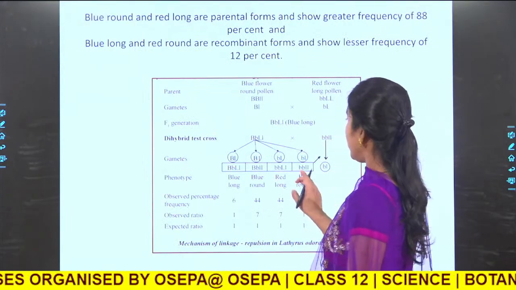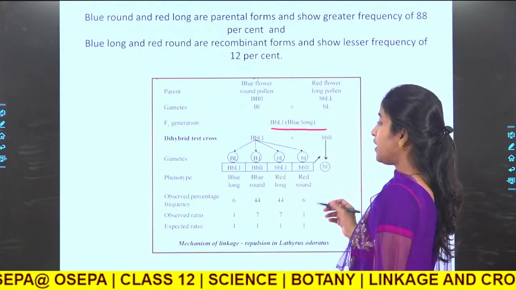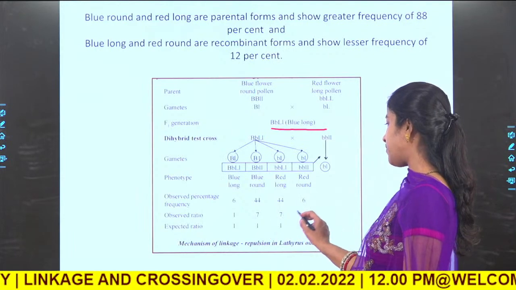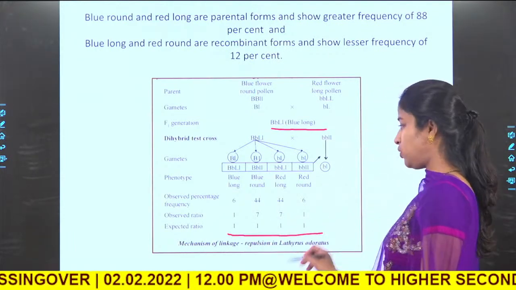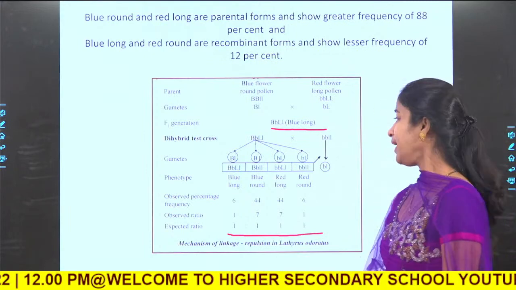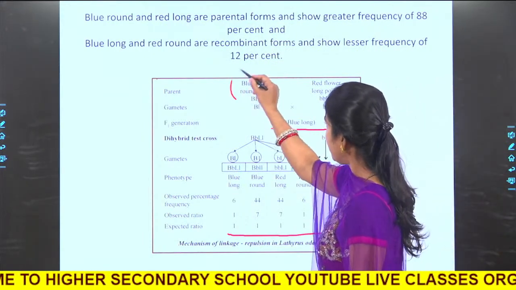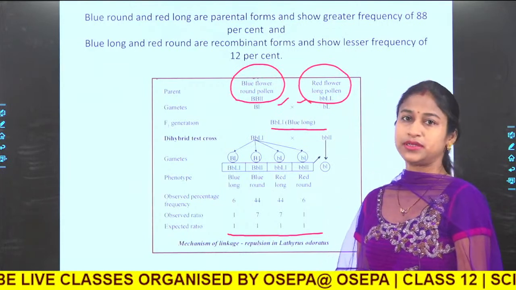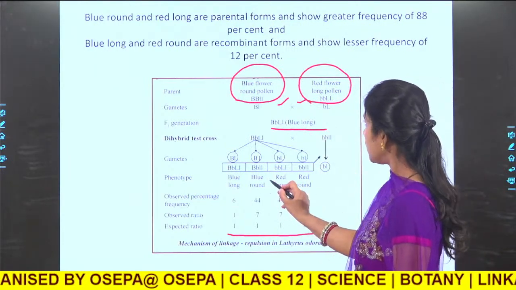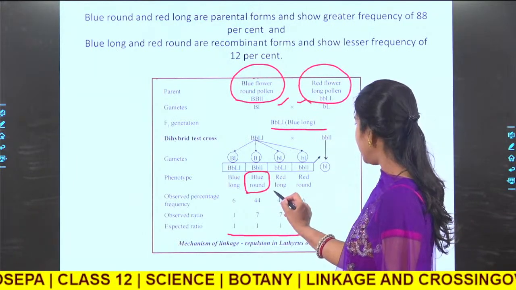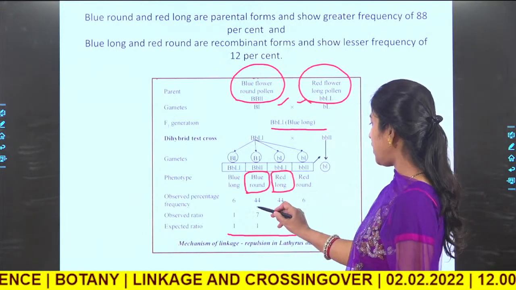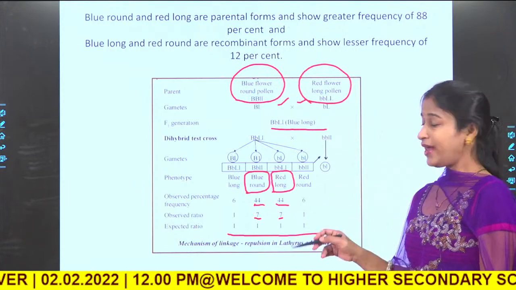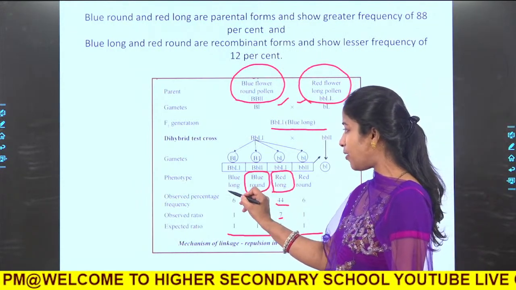Now you see, the F1 generation is blue long. What is the ratio? Here the ratio changes to 1:7:7:1 instead of the expected ratio, that is 1:1:1:1. Here you see the parental combination is blue round, red long. So these two will come in maximum numbers. The blue round and the red long are coming at the maximum number, 44%, or in the ratio of 7:7.